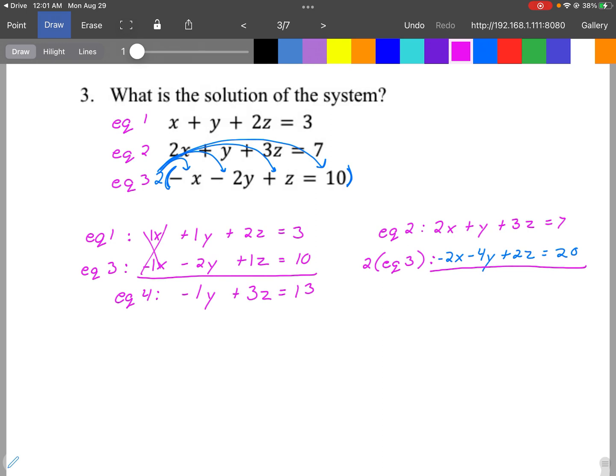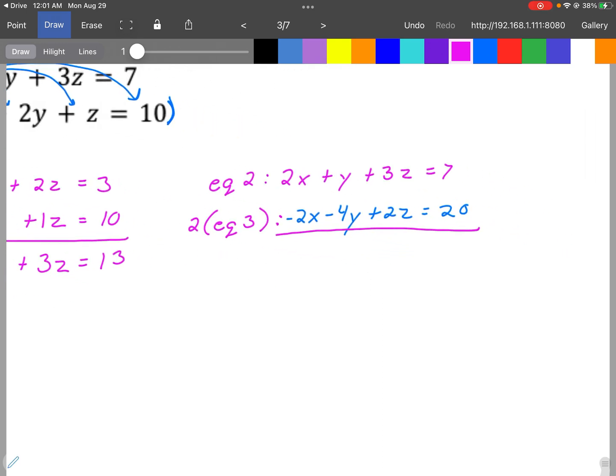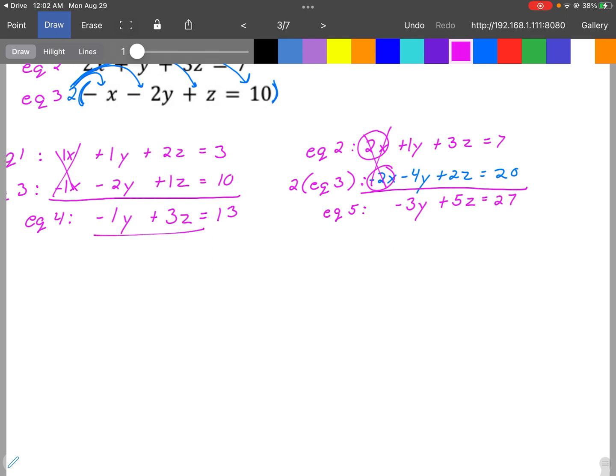All right, now I can go ahead and combine my equations, and the x's should cancel like I planned. Positive 2x, negative 2x, those are gone. Then I have positive 1y and negative 4y. That gives me a negative 3y. Then I have positive 3z, positive 2z is a positive 5z. And then 7 plus 20 is 27. All right, so this is going to be my new equation 5. All right, that's step one.